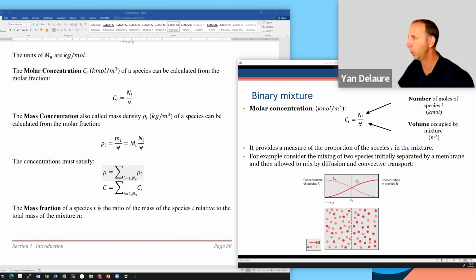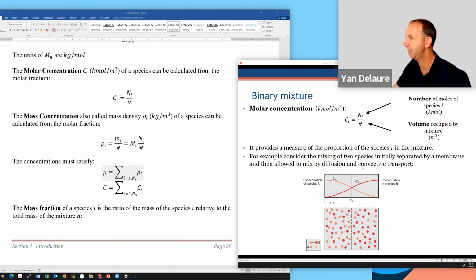We use that symbol here, the V with the bar, to distinguish the symbol from the letter V, which we use for velocity very often in this course. So capital V would be velocity, and this one would be volume. So it provides a measure of the proportion of the species I in the mixture.